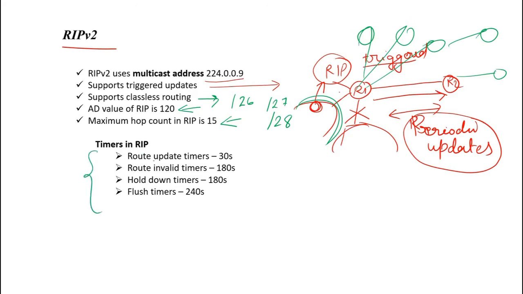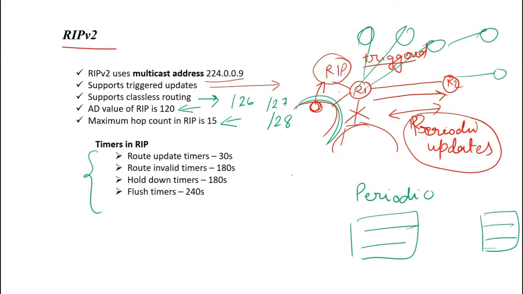The first thing is the route update timer. As I said, these are periodic updates, and the periodic update timer is 30 seconds. After every 30 seconds, the router sends an update to all the routers, checking whether they have the same routing table and database or not. These periodic updates are sent every 30 seconds, and these are the default values.